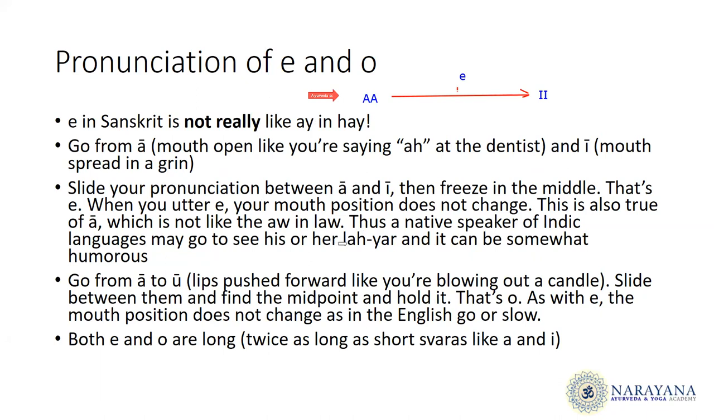Almost all Indic languages actually have to use a different symbol in Devanagari for representing this aw sound in law, because it doesn't exist in Indic languages. It's only in, for example, the English name John. To write that in Hindi, there's a little funny hook symbol that they put above the letter to make it, instead of ah, now aw. So in John, we'll have this symbol over it.